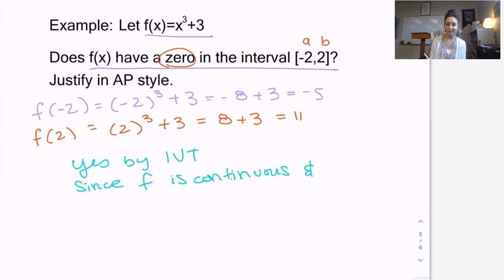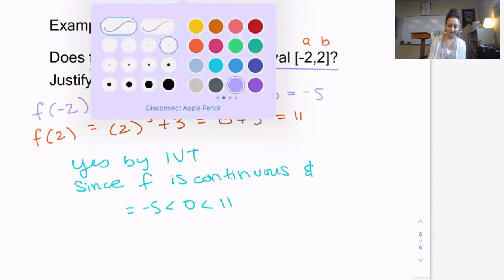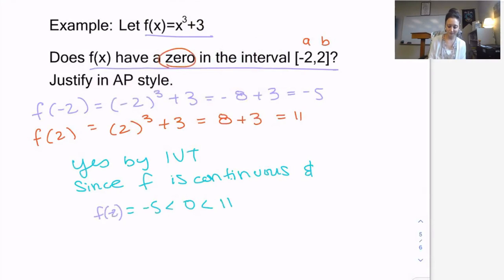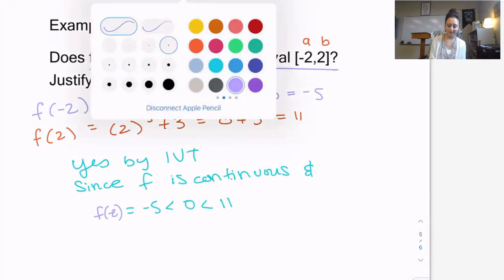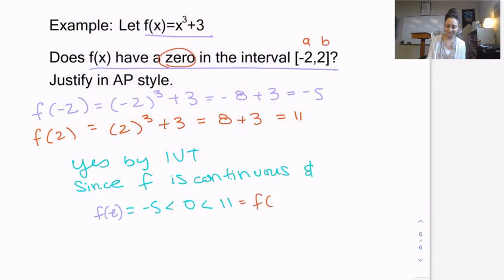So what y value are we trying to prove exists? 0. 0 is between what 2 given y values that we found? Negative 5 and 11. Negative 5 was f of negative 2. And 11 was f of 2. And that's it. So just make sure that your concluding statement has f of a and f of b in it.